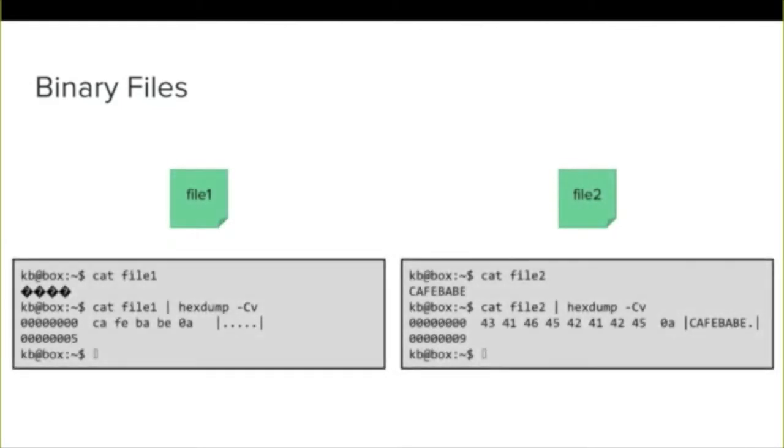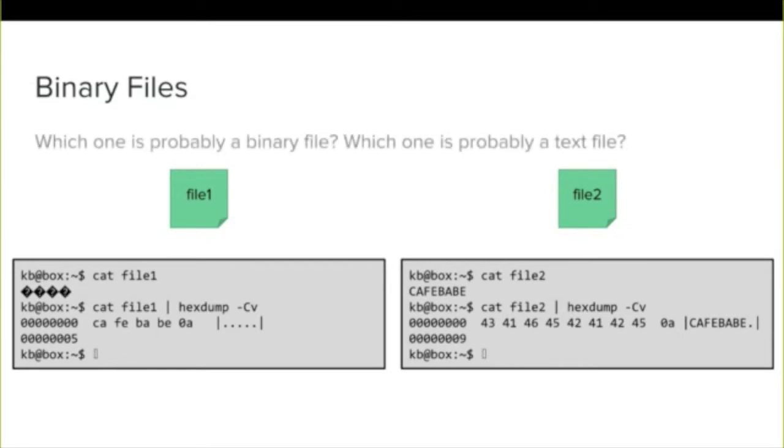Okay, so quick quiz. I have two files, file one and file two. Okay, so you all know what cat does, right? Which one of these files is probably a binary file, and which one is probably a text file? Can anybody tell me?